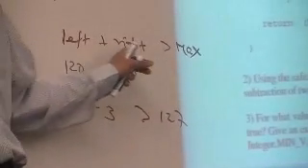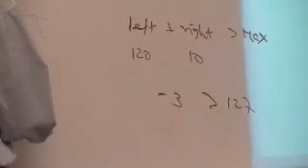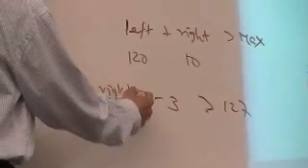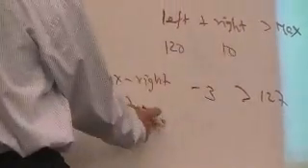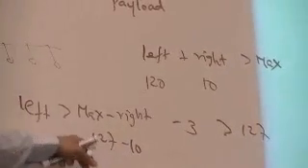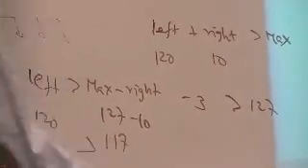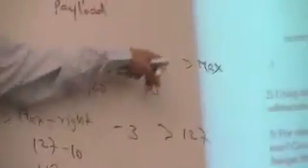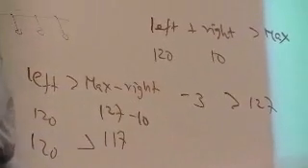So if we do it like this, we will not be able to test the overflow. On the other hand, if you test like this, left greater than the same thing, but max minus right, so left is 120, max is 127 minus 3, minus 10, right? Right is 10. So this becomes 117. So 120 is greater than 117, so you could now throw an exception. Right? The same thing, instead of checking like this, you check left greater than max minus right.